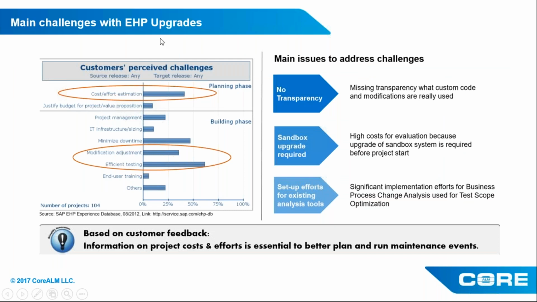So the main challenges with the upgrade. These are the pain points that were perceived during SAP customer feedback. SAP asked, what are some of your main issues with EHP upgrades? They're pretty expensive, and the reason is the planning phase. There was a lot of effort, cost and effort estimation, and then during the actual build phase, the testing was a big part of it. Again, the sandbox and no transparency.